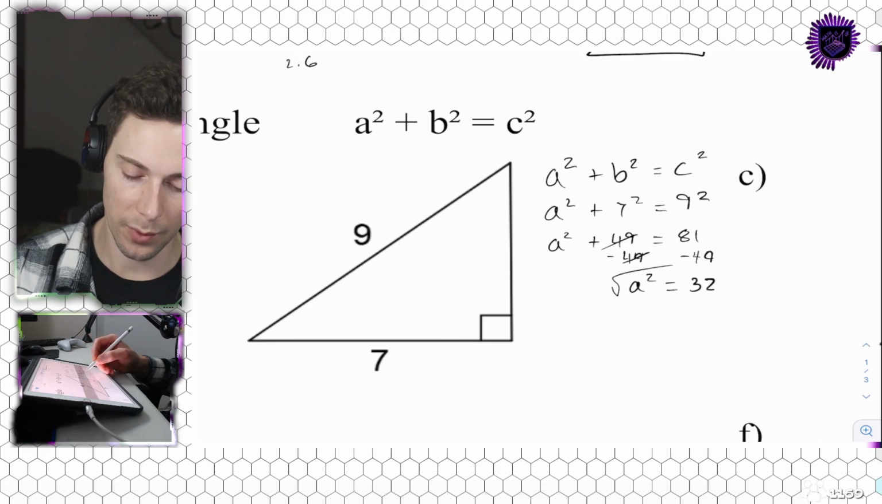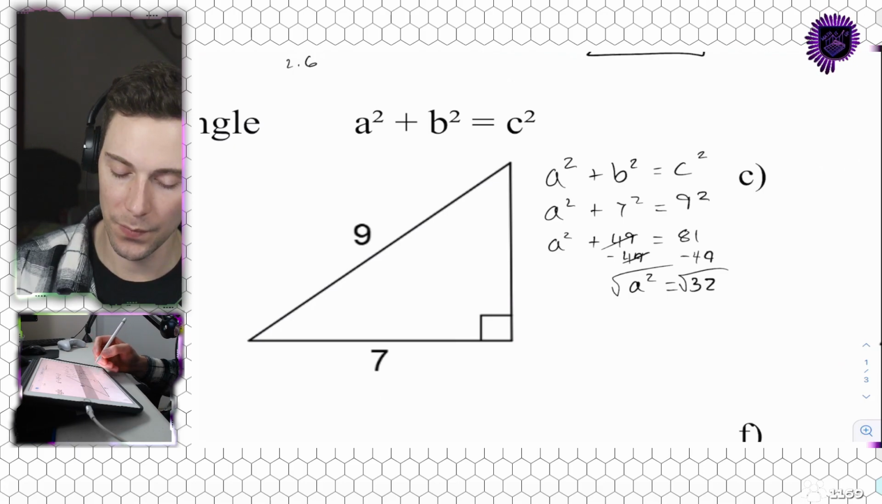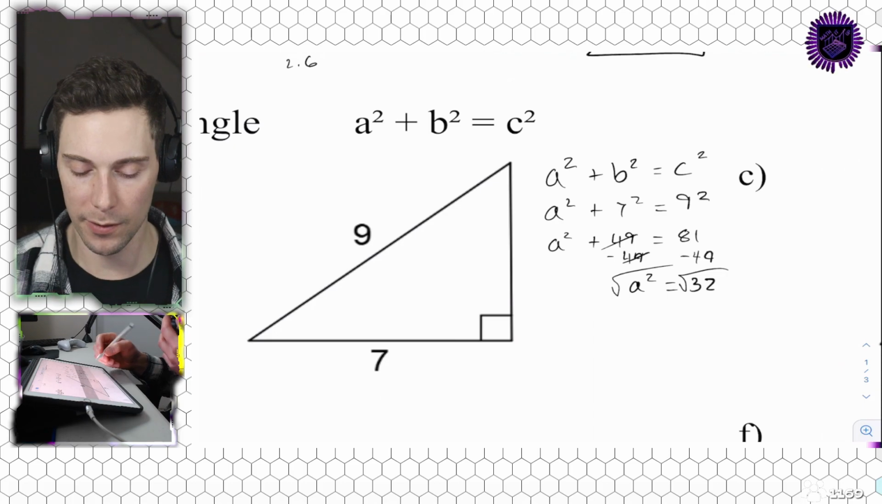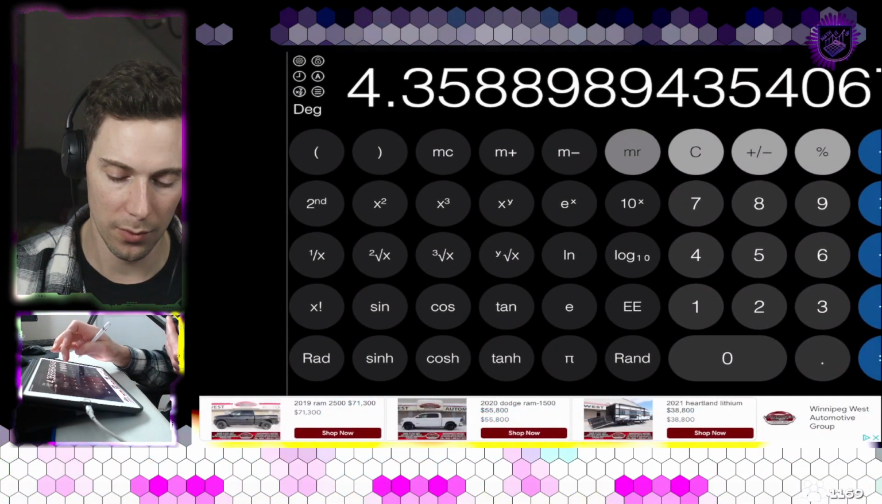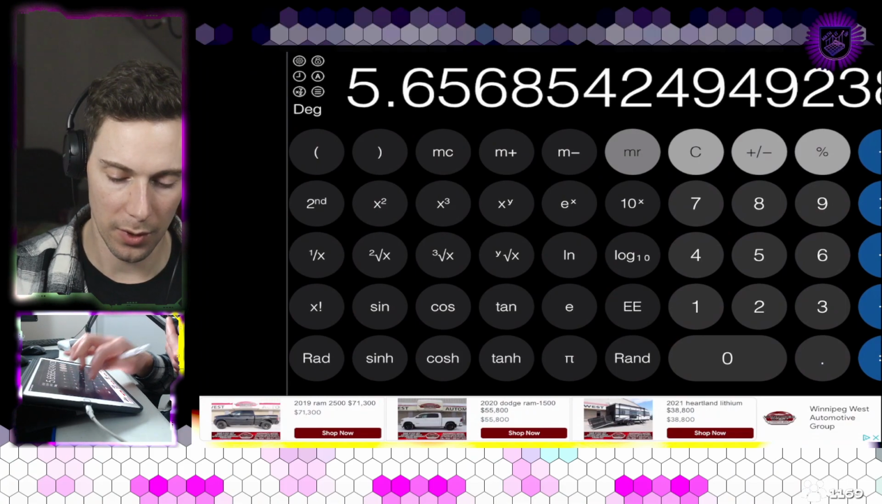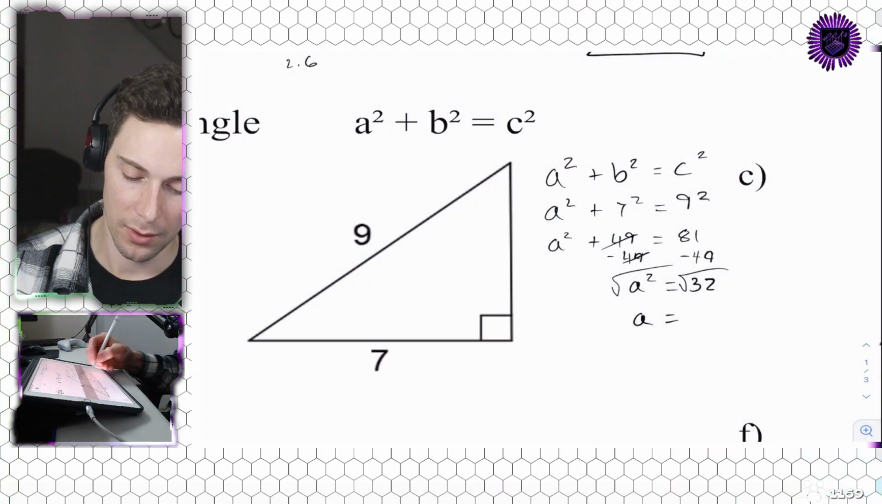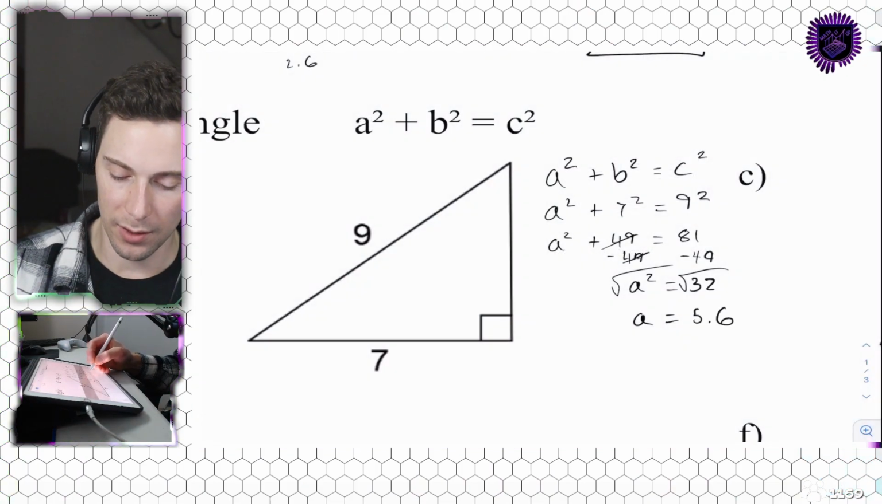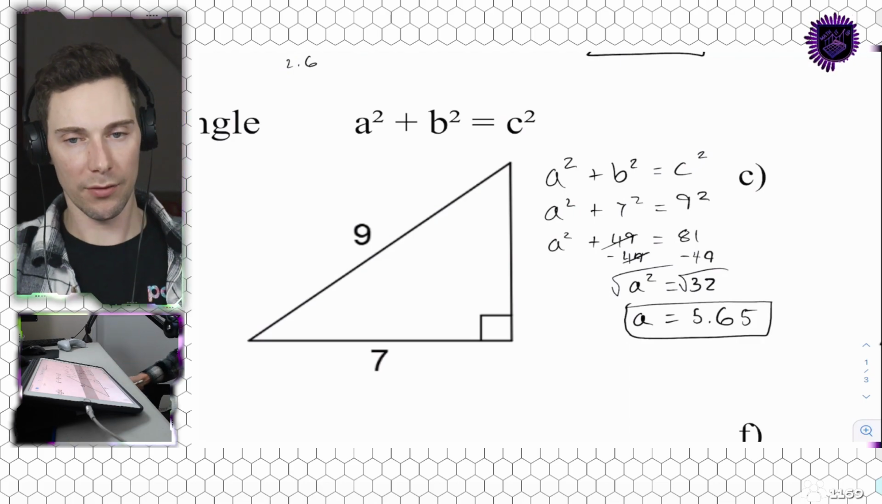When we find the square root of those two numbers, we're going to be left with 5.6. A is equal to the square root of 32. 32 square root, 5.65. It will round in the answers. Remember, so be careful.